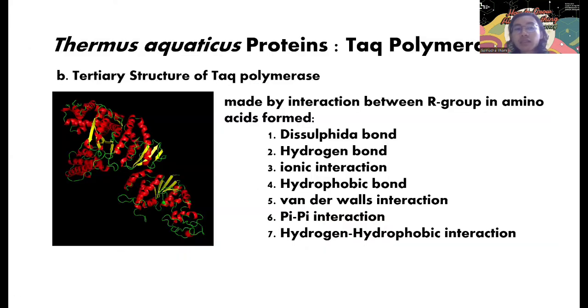As for the tertiary structure of Taq polymerase, it is made by interaction between R groups in amino acids, forming disulfide bonds, hydrogen bonds, ionic interactions, hydrophobic bonds, van der Waals interactions, pi-pi interactions, and hydrophobic interactions.